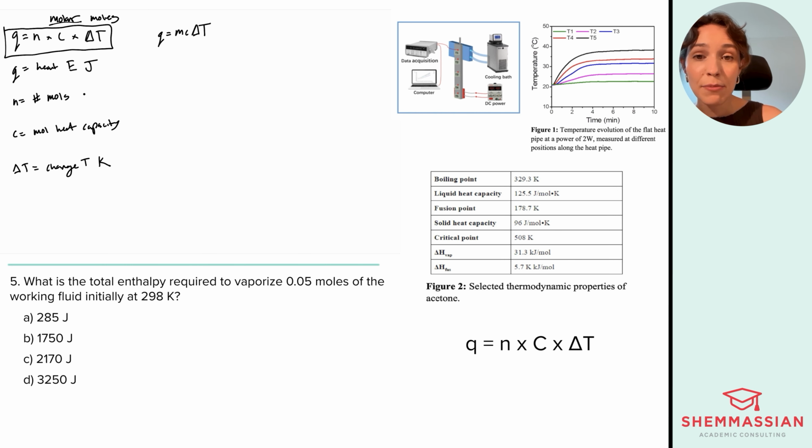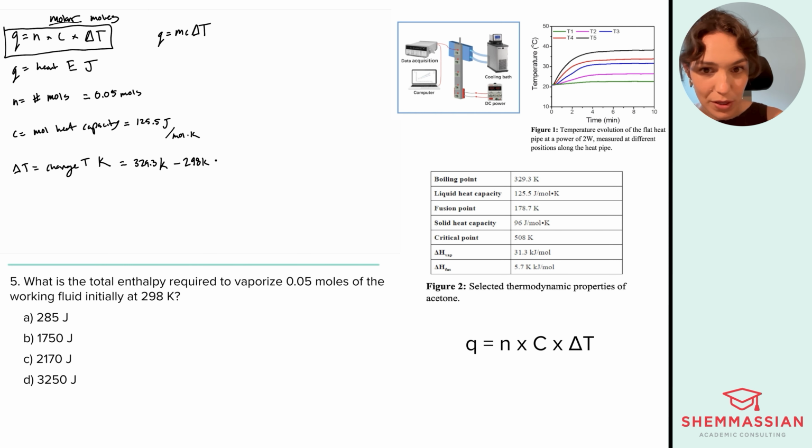So N is the number of moles, which here is 0.05 moles. C is the molar heat capacity of acetone, which is 125.5 joules per mole per Kelvin. And delta T is the change in temperature, which is 329.3 Kelvin minus 298 Kelvin, or 31.3 Kelvin. And for easier math, we can probably just round that to 30 Kelvin.